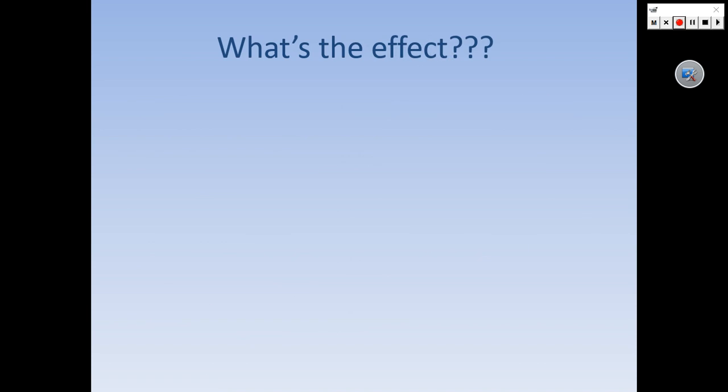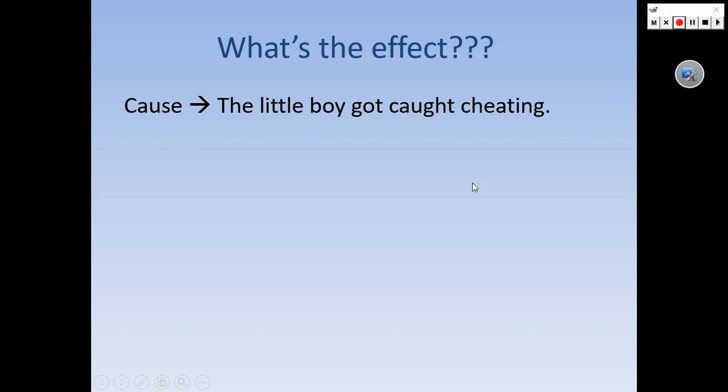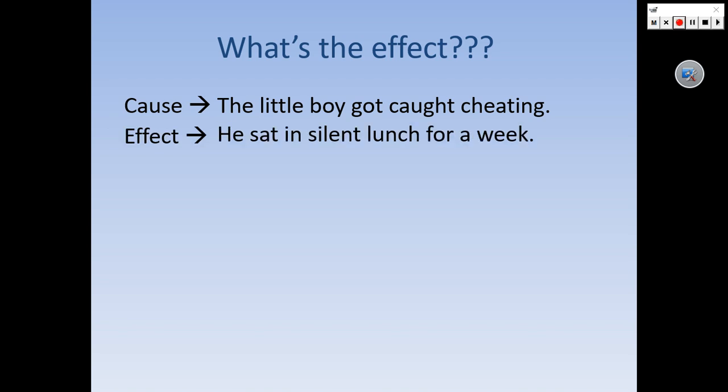Okay, now I want you to put on your thinking cap, and we're going to have more examples, and you are going to try to figure out what's the effect. Okay, so here's the cause. The little boy got caught cheating. So what do you think happened next? What was the effect of that? He sat in silent lunch for a week. Or you could say he got in trouble, he got a 0 on his tests. Okay, so anything that makes sense that happened because he got caught cheating.